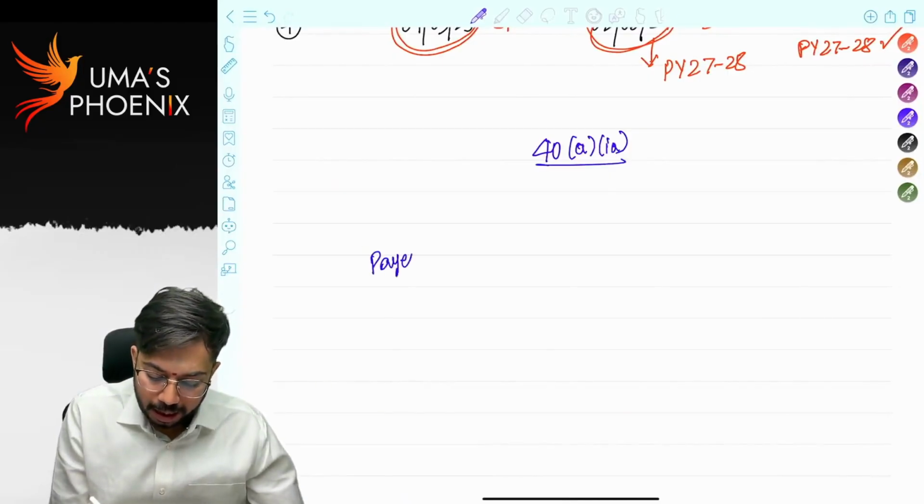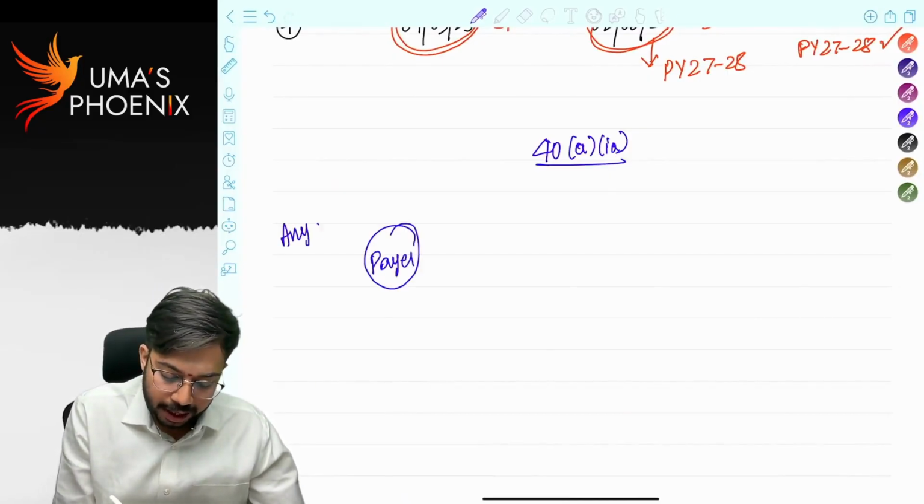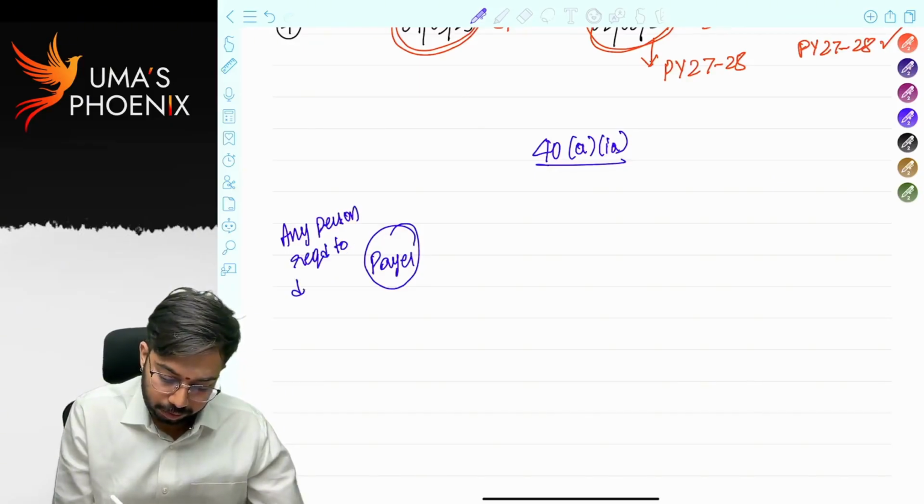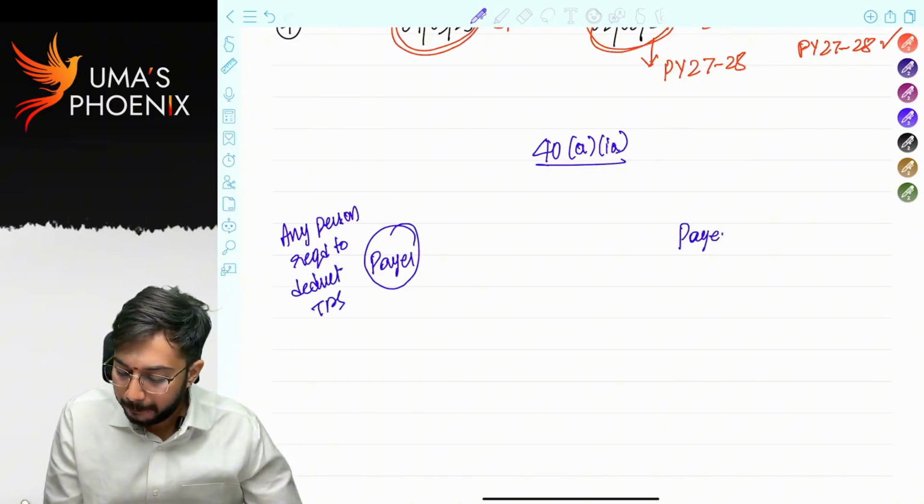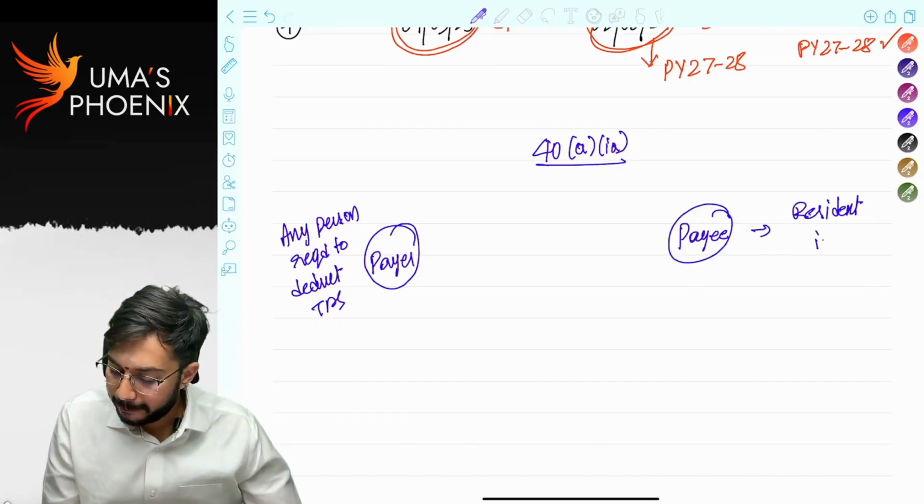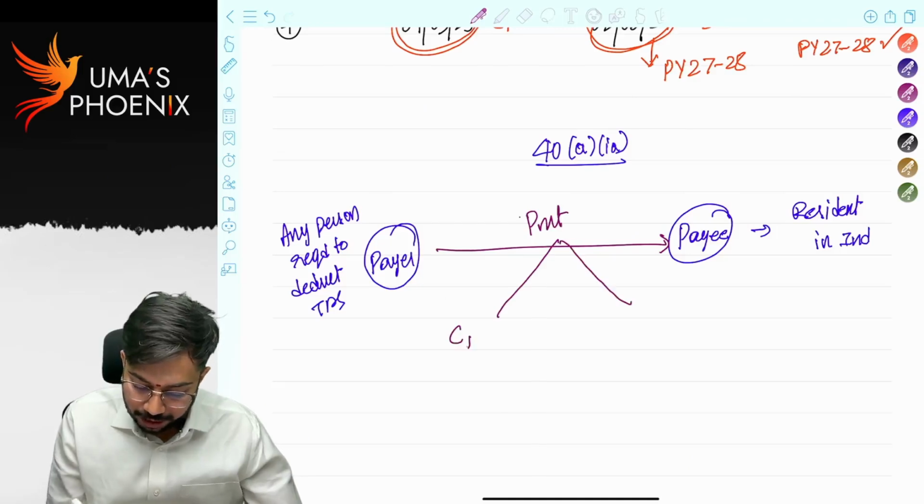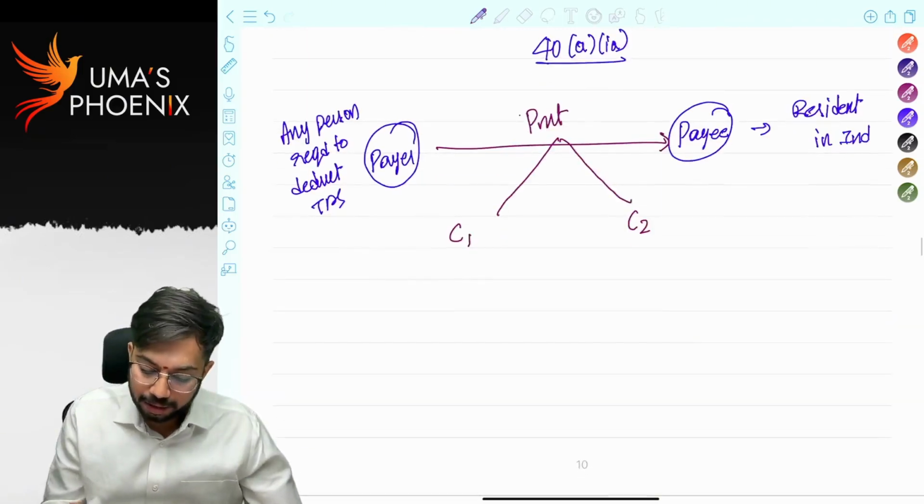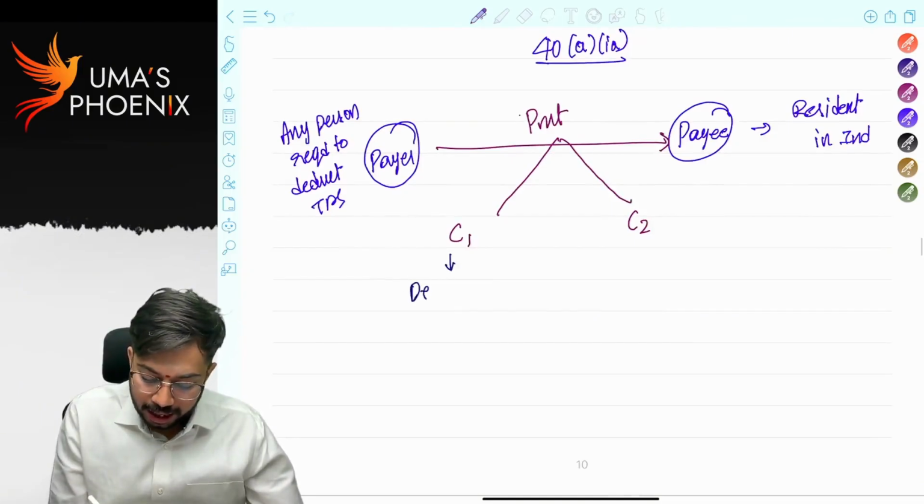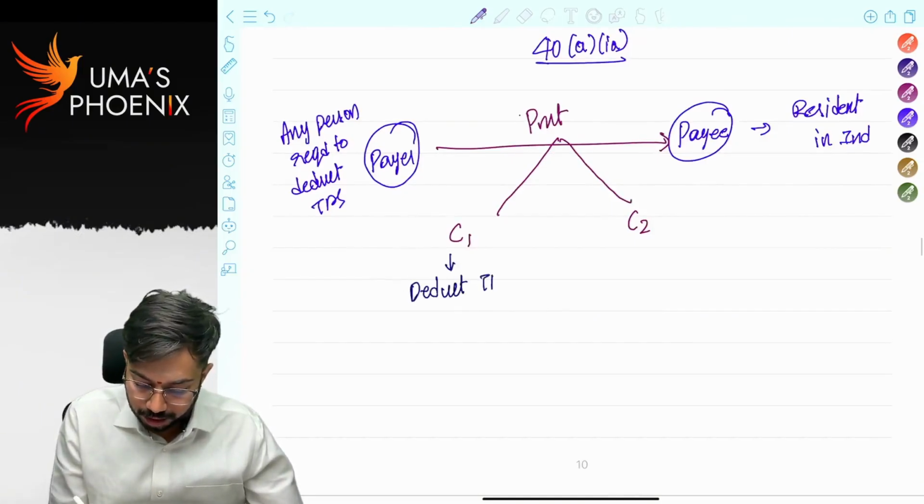Here, who is the payer? The payer is any person who is required to deduct TDS. Who is the payee? The payee should be resident in India. So the payer, at the time of making payment to the payee, is required to satisfy two conditions. Condition 1: deduct TDS within the current previous year.